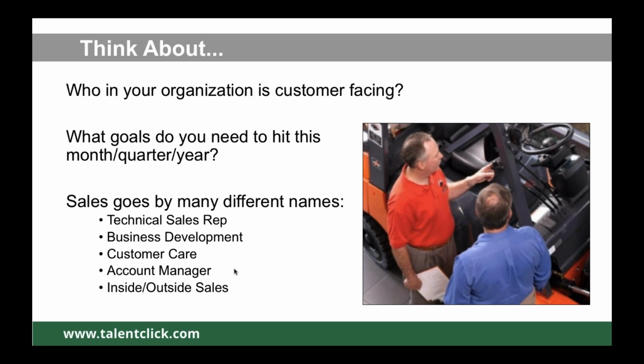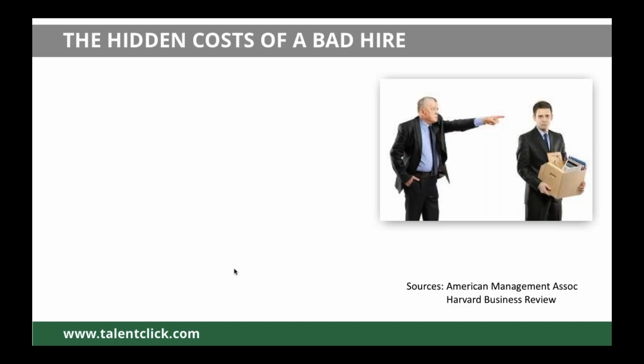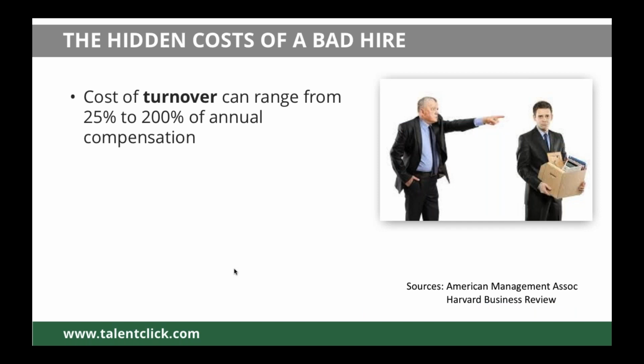They go by different titles. It could be technical sales rep, a biz dev person, customer care, account manager, you name it. And think about the goals that they need to hit. They all have sales targets and quotas for the month, the quarter, and the year. And when we think about those people not hitting those targets or other issues with a bad hire, they can be quite problematic. We might have to fire them, or they might just voluntarily leave.